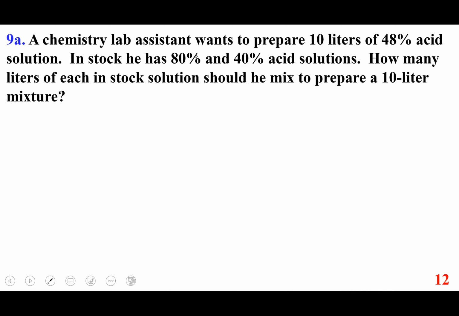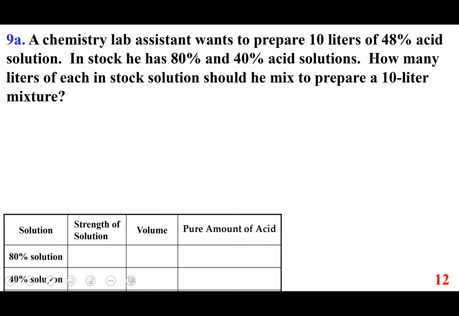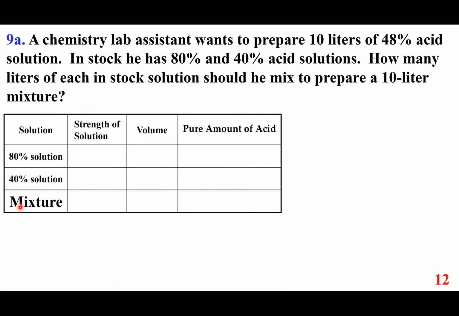Perfect. Anytime we have a word problem such as this one, we have to set up a table as follows. We have a solution, which is 80% solution, 40% solution. We want to mix them. This is a class of problem known as a mixture problem. So what happens is that when you mix two things, the volumes add up. The sum of their volumes is constant. It doesn't change. So let's plug in all the numbers that we see here.